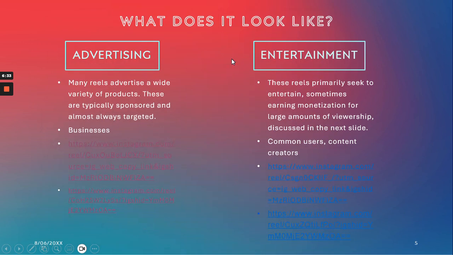On the flip side, we have the entertainment reels. These reels primarily seek to entertain, sometimes earning monetization through large amounts of viewership. Once again, we'll discuss that in the Play Bonus program. These are most of your common users and at times content creators.